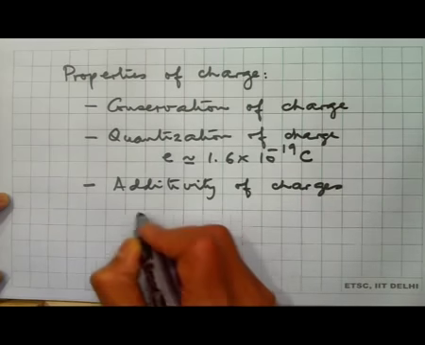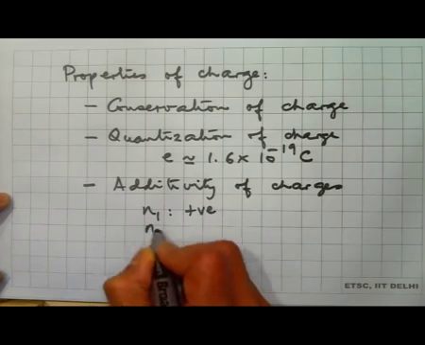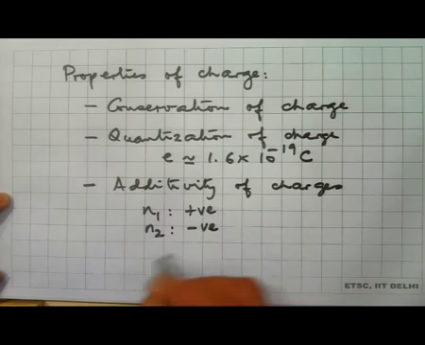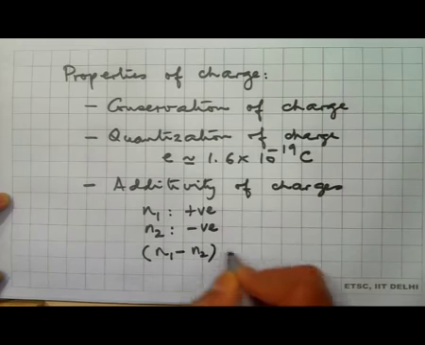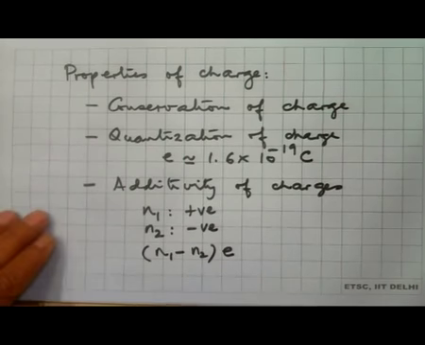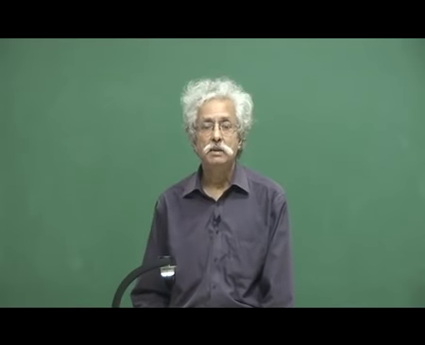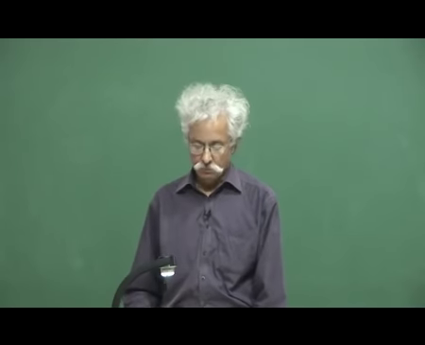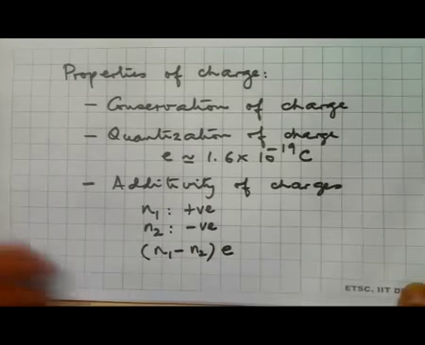So, if you have n1 positive charges and n2 negative charges, then the total charge in the system will be (n1 - n2) times e. So, you just add charges just like you add numbers, keeping the sign of the charge in mind. So, when you have equal number of negative and positive charges, the net charge becomes 0.